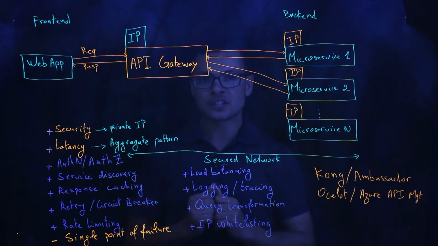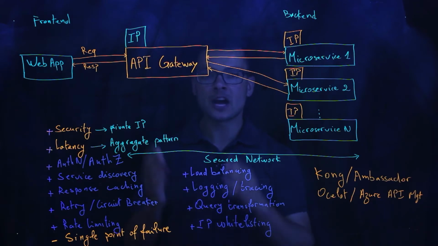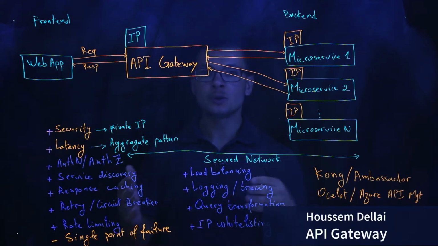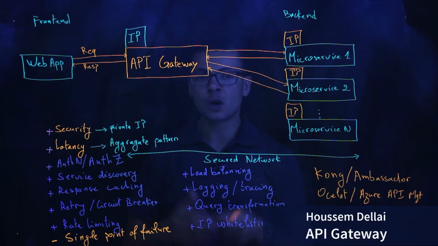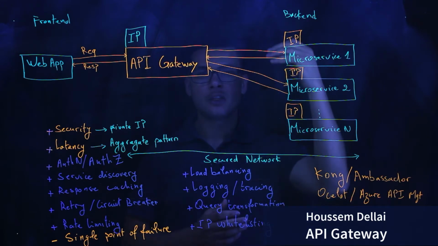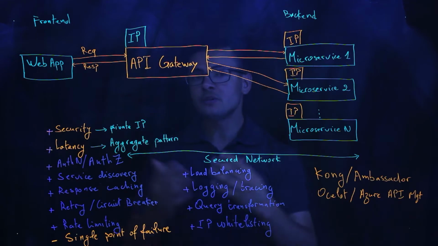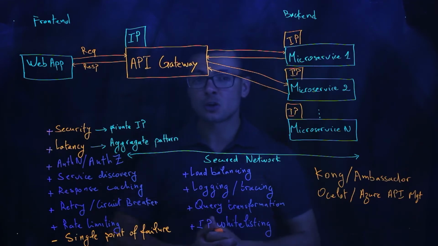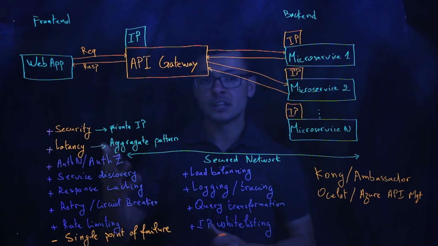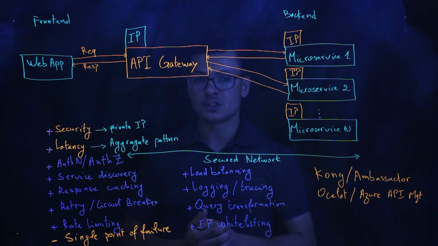In this Lightboard session, I'll give you an overview about the API gateway. So we'll see what is an API gateway, how we can use it in the context of microservices architecture, and what are the benefits and the drawbacks of such an approach in terms of security and latency for our application.